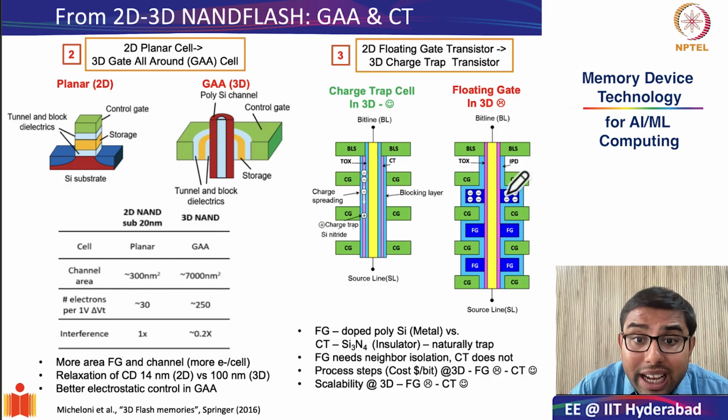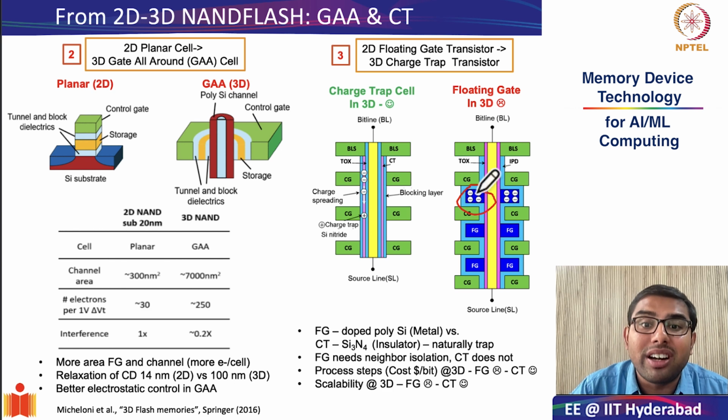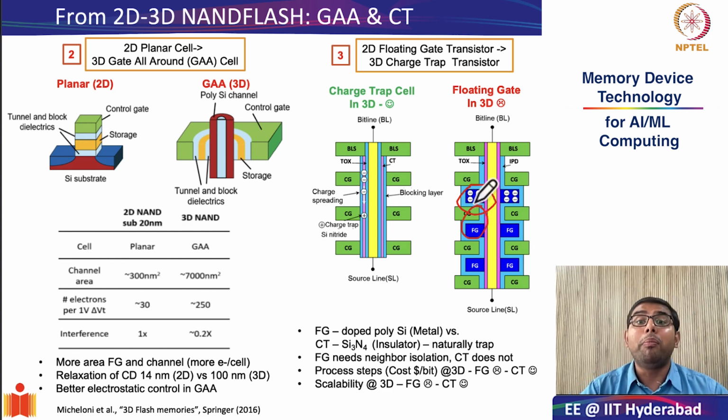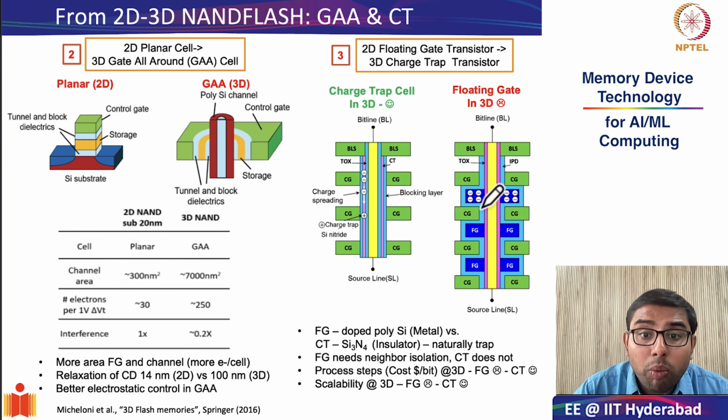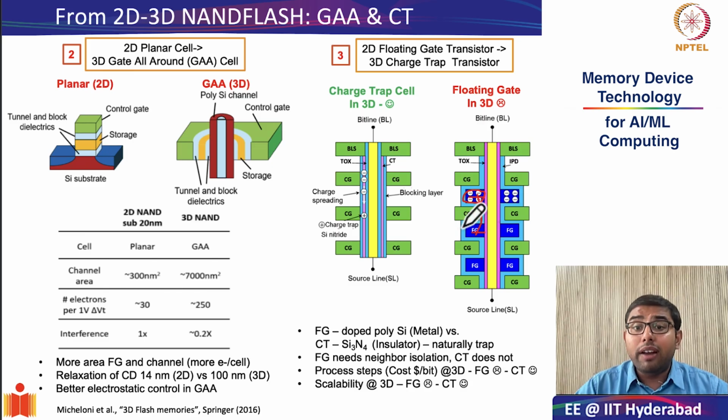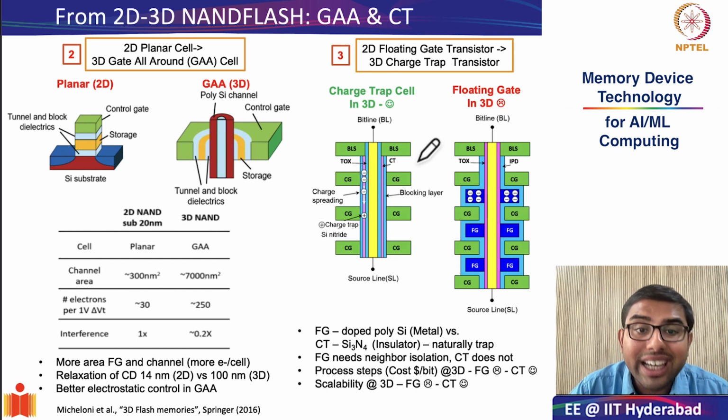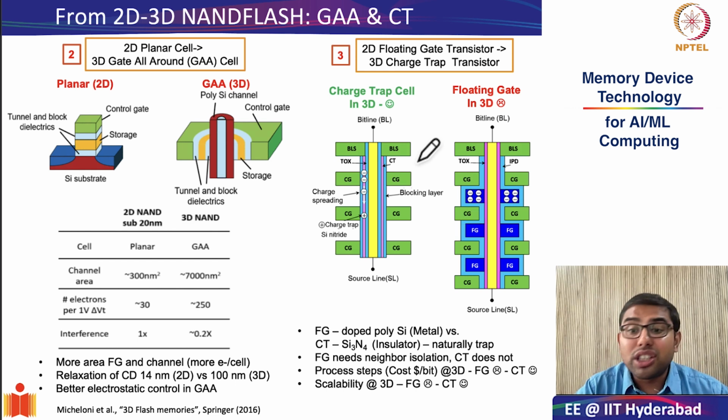Therefore, while floating gate transistors have to be isolated from their neighboring cells with an interlayer dielectric. This is your first floating gate, this is your other floating gate. Because both are metals, if you store some charges over here and you don't have any isolation, it will directly percolate or diffuse into the other floating gate. Therefore, in floating gate architecture, where the charge storage layer is a metal, it is absolutely mandatory to have isolation from the neighboring cells. Whereas in the charge trapping cells, that is not the case.